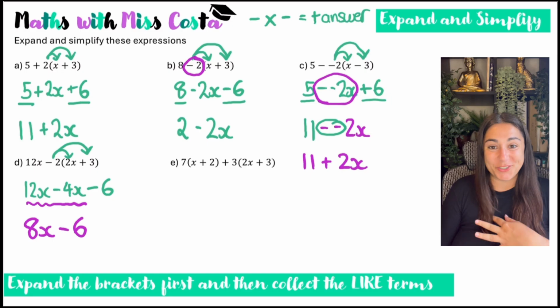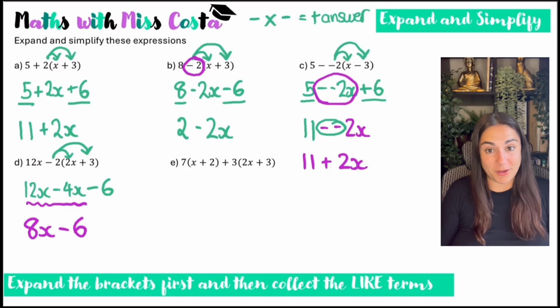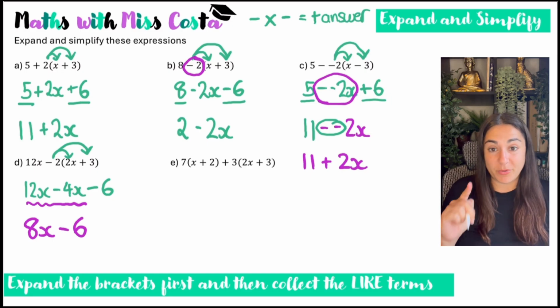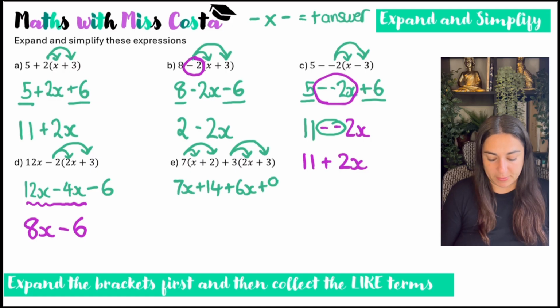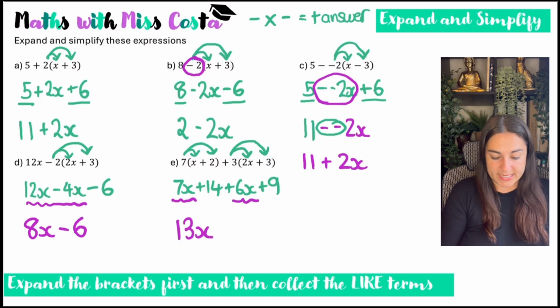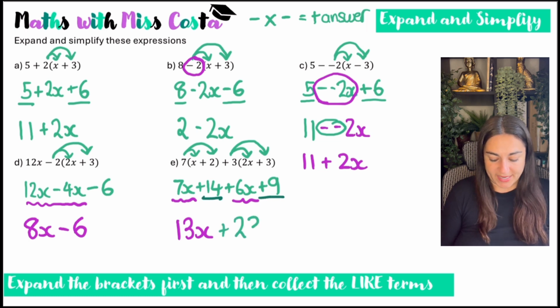And the next bit might be a bit easier for some of you. We expand the brackets first, and then we simplify it. So we've got 7 times x, which is 7x, 7 times 2, which is 14, positive 3 times by 2x, so that will be plus 6x, and then 3 times by 3, so that's going to be positive 9. So we collect the like terms, collect the algebra together. 7 plus 6 is going to be 13x, and then 14 plus 9 is going to give you 23.